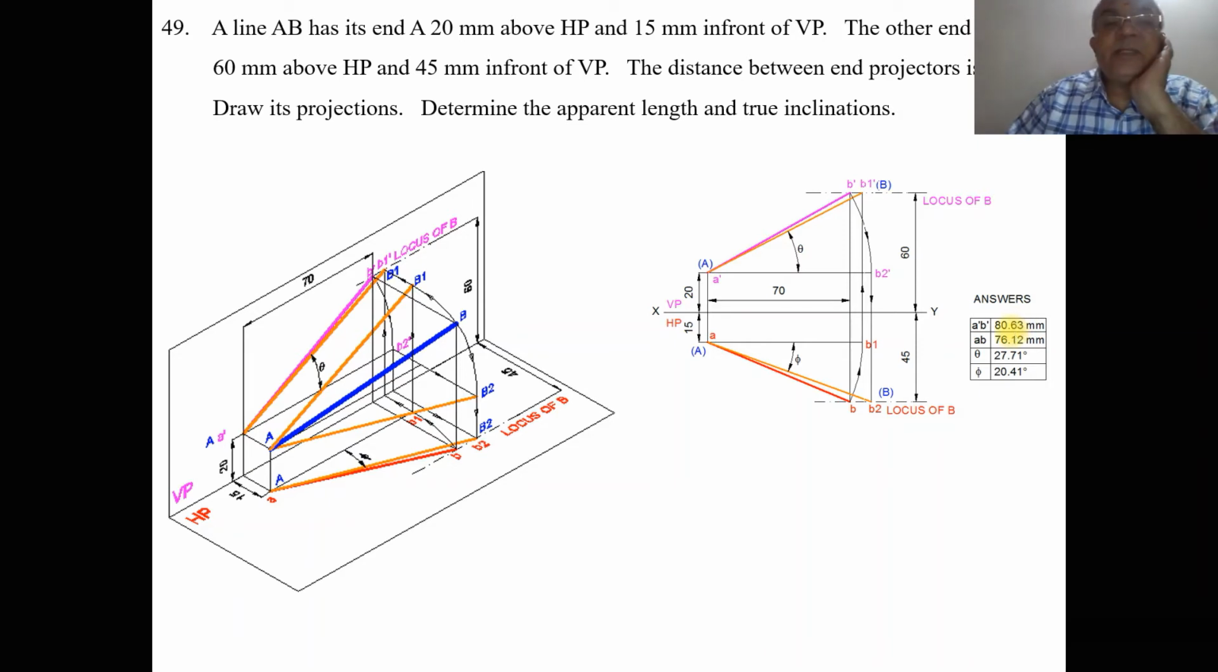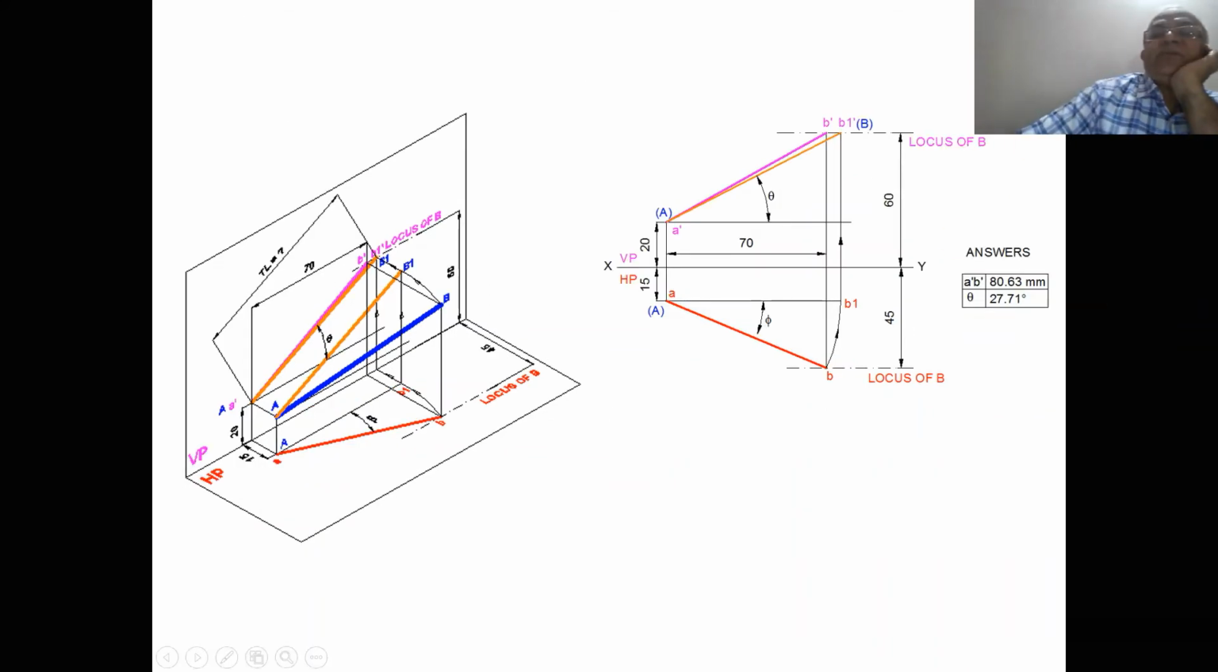Now we will try to take it individually. Suppose I want to find out the true length in the front view. To find the true length in the front view, I need to take the top view. So where is the top view? The top view is here. With A as center, taking the radius of AB, you rotate it such that both A and B1 will be in front of VP by 15 mm.